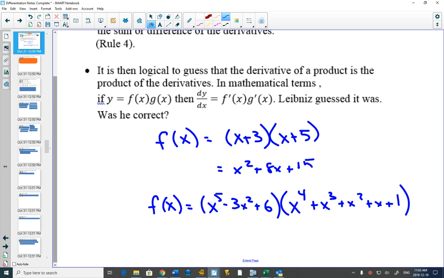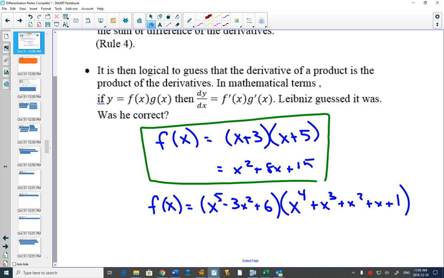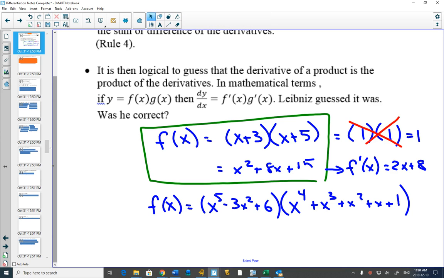Okay? You can probably see it in our first example here in the green box, right? If you multiply it out from here, the derivative would be 2x plus 8, right? If you did the derivative of the first one, you just get 1. Do the derivative of the second one, you would get 1. 1 times 1, 1. That is wrong. It would sure be nice if I could just do the derivative of this one and the derivative of that one and multiply and have it work out, but it doesn't work.